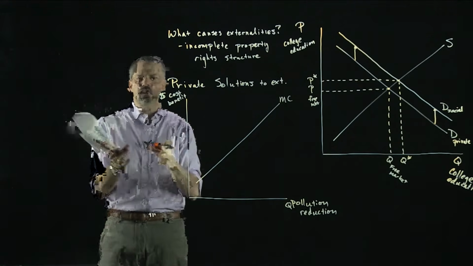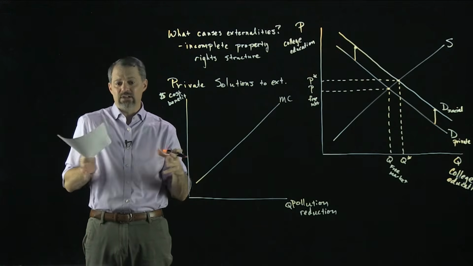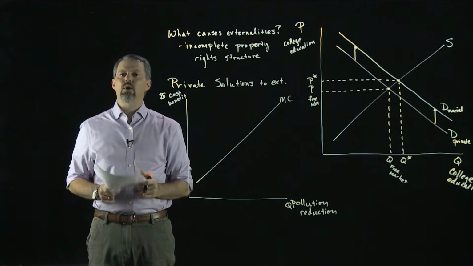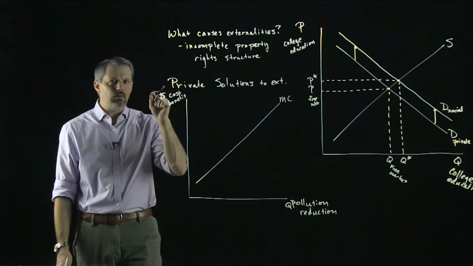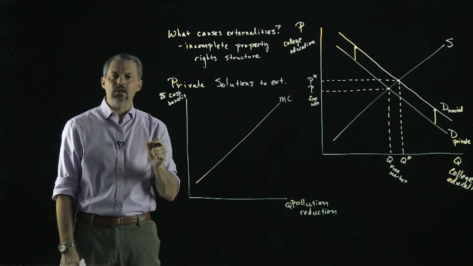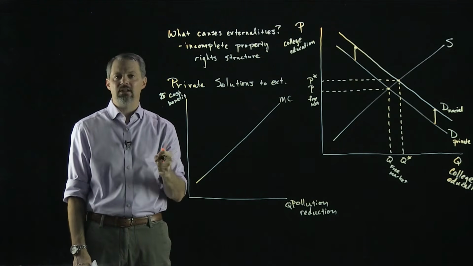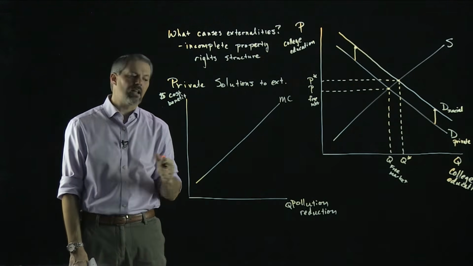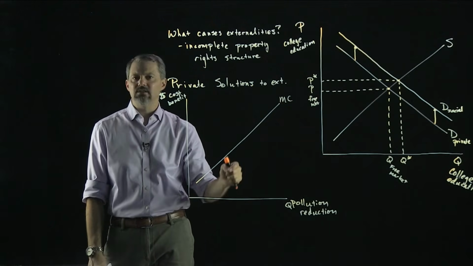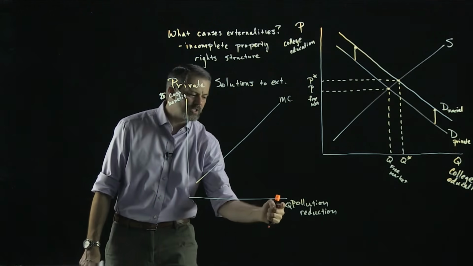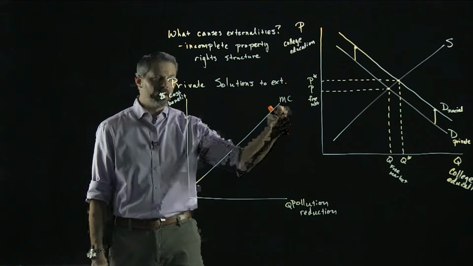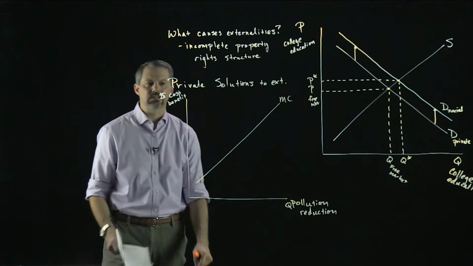You can install scrubbers on smokestacks, and that will capture a large part of the pollution, but then there's always going to be very small amounts that are very hard to capture, and you need much better technology, and that better technology is much more costly. So if we want to reduce a lot of pollution, at the margin it's going to be very costly.